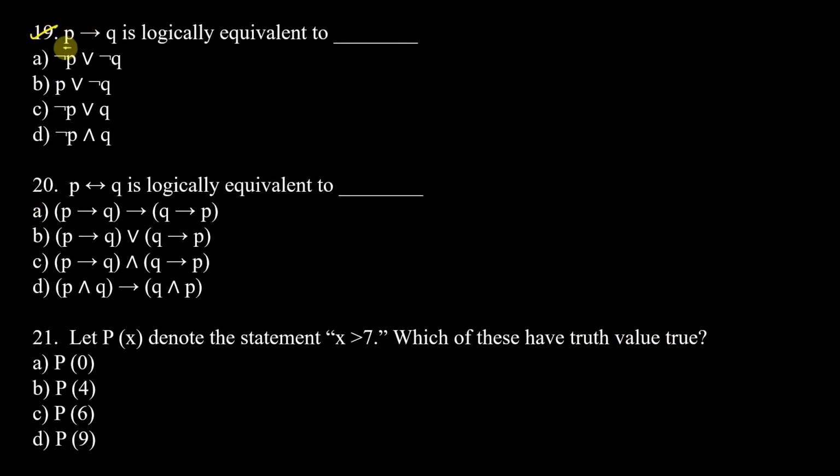19th question. P implies Q is logically equivalent to. It is a straightforward question. P implies Q is logically equivalent to negation P or Q. That is matching with option C. Question 20. P biconditional Q is logically equivalent to. P biconditional Q you can write as P conditional Q and Q conditional P. That is matching with option C.